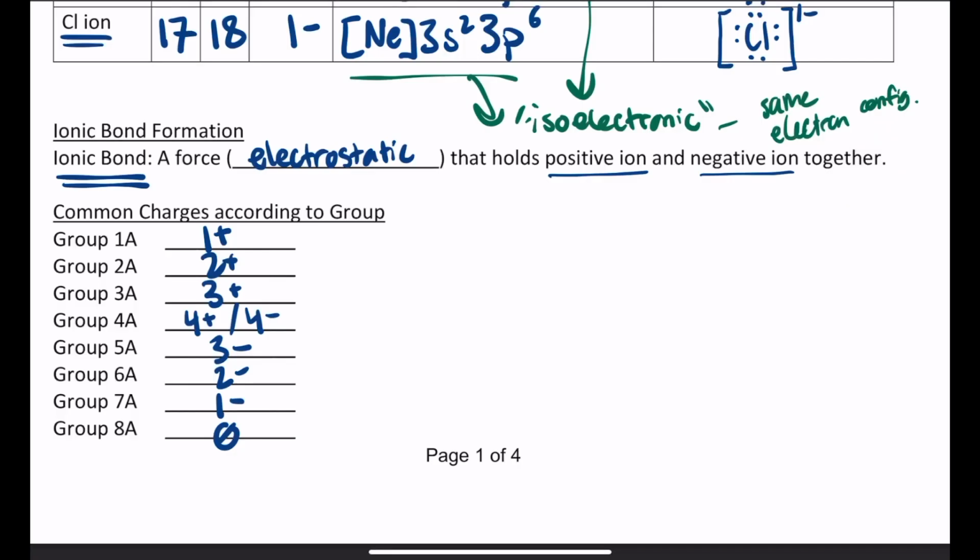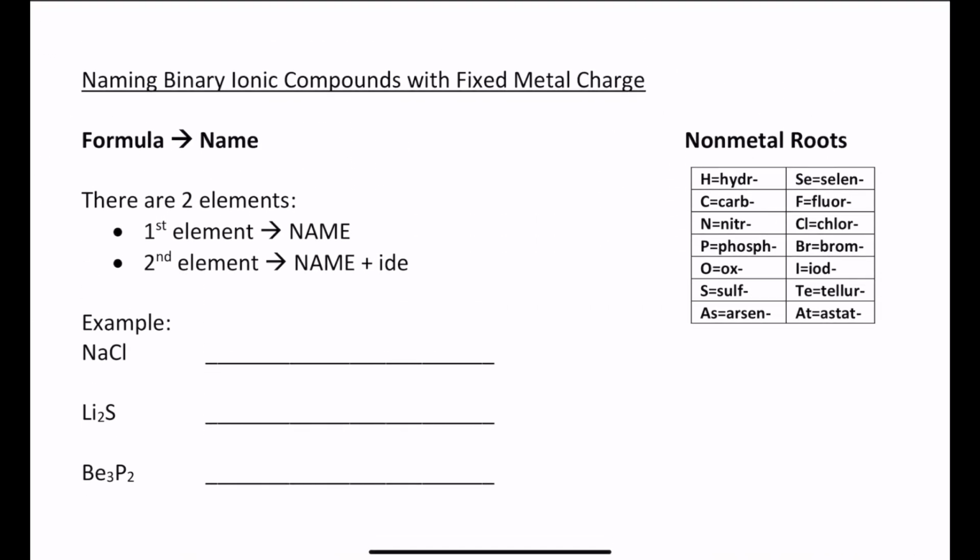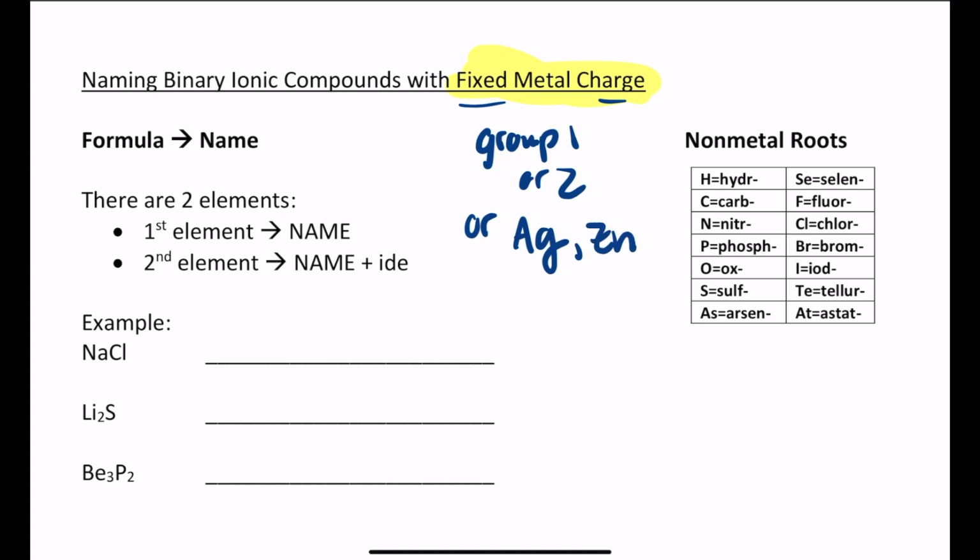All right, so given all that background information, let's go ahead and try naming some ionic compounds. Our most basic ionic compounds, ionic compounds with metals with a fixed charge, are going to be things that are in group 1 or 2 on your periodic table, or many people also consider silver, Ag, zinc, Zn, or aluminum, Al, to also have a fixed charge.